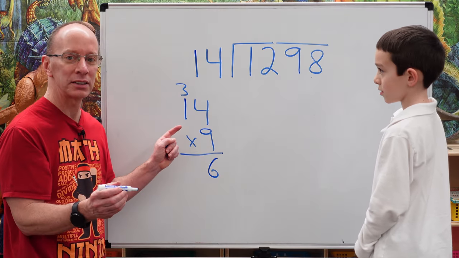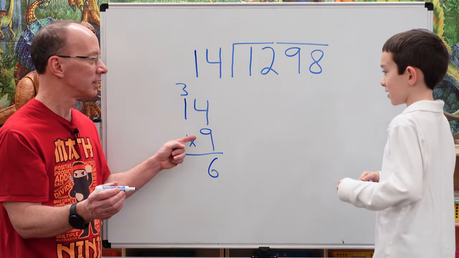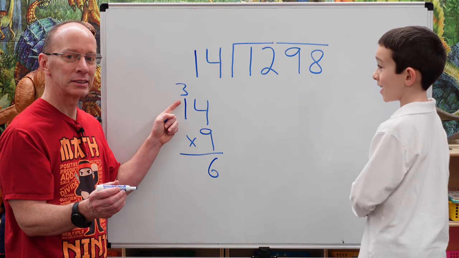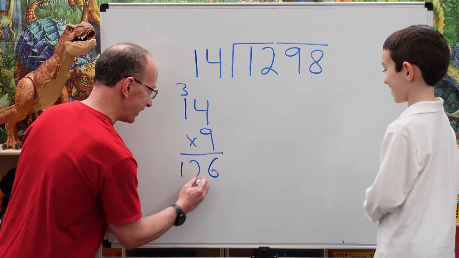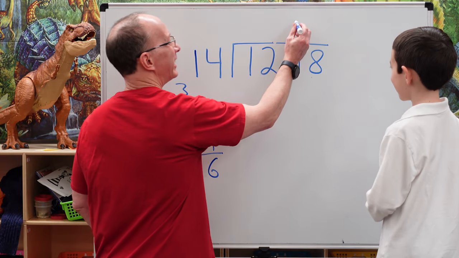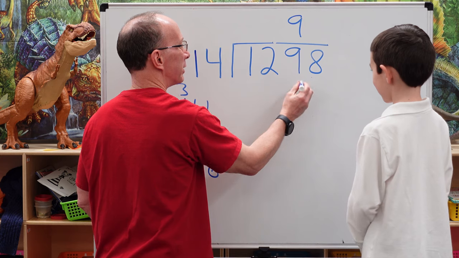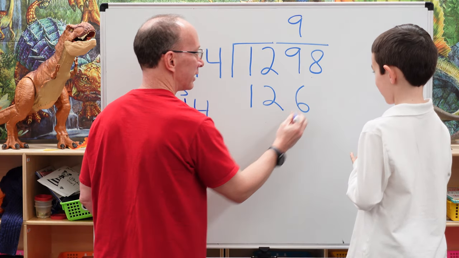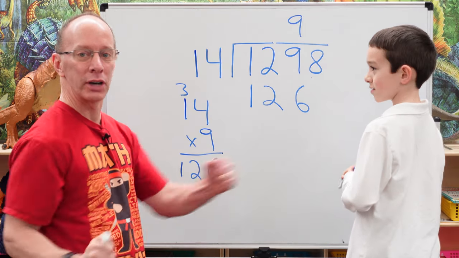9 times 1 is 9. Plus the 3 is 12. And so we put the 9 right here, because we're dealing with this number here. So 9 times 14 is 126. And now we're going to do subtraction.